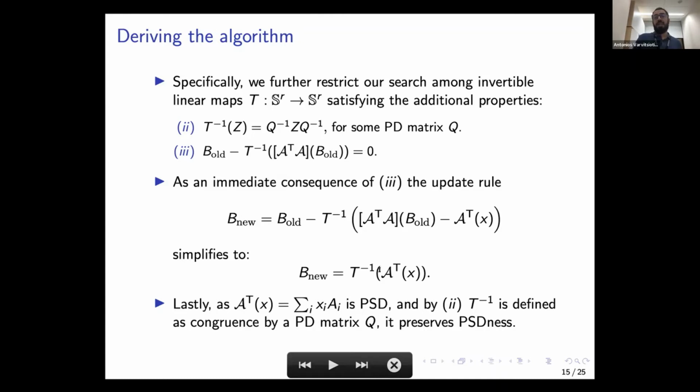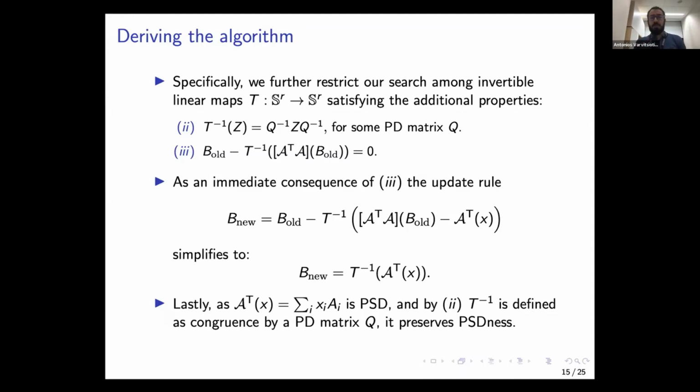Then I have a PSD matrix and I hit it with T inverse, but I have assumed that T inverse acts as congruence with a PD matrix, so PSDness is preserved. So somehow we are in good shape if T satisfies these two additional properties. Then this is the update, and this update is PSD. I hope that makes sense.